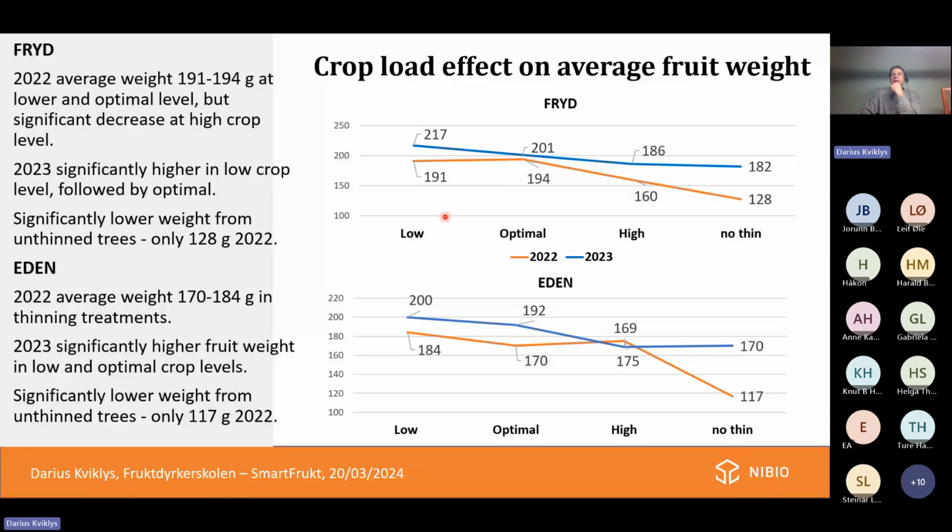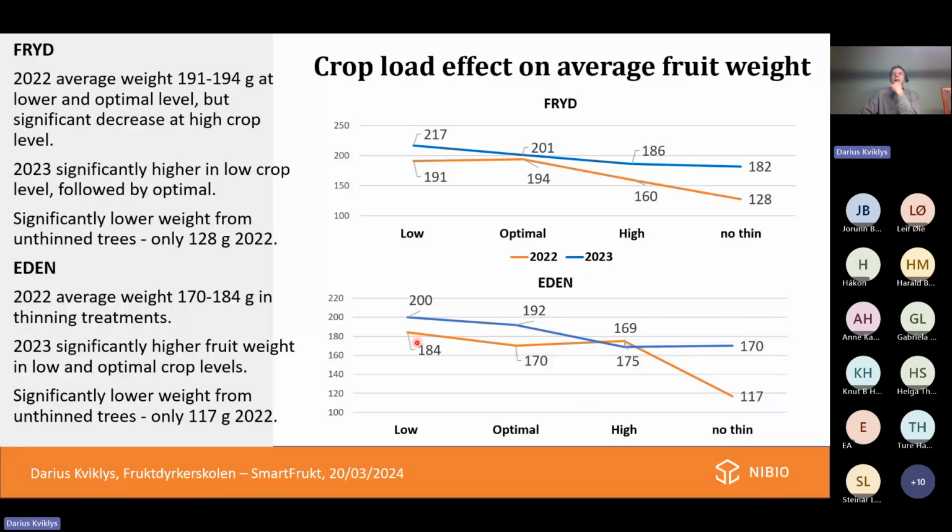In the next year, last year in year 23, we get already significant differences of fruit size at different crop load levels. So with fewer fruits, much bigger fruits. And with more fruits on the tree, about 70 fruits left, we got much smaller fruit sizes. But it was rather similar if we left one fruit per flower cluster.